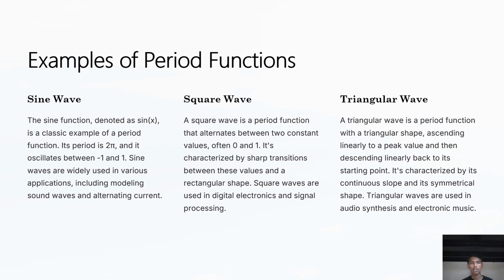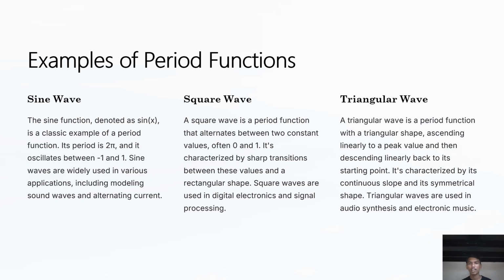Square wave. A square wave is a periodic function that alternates between two constant values, often 0 and 1, and it is characterized by sharp transitions between these values and a rectangular shape. Square waves are used in digital electronics and signal processing.